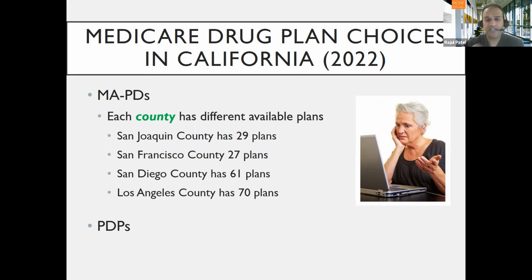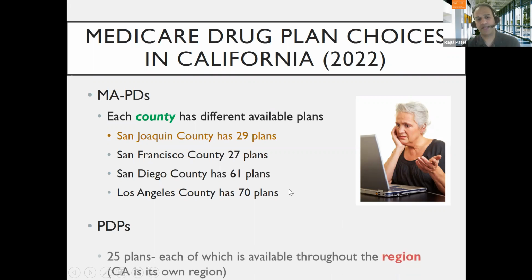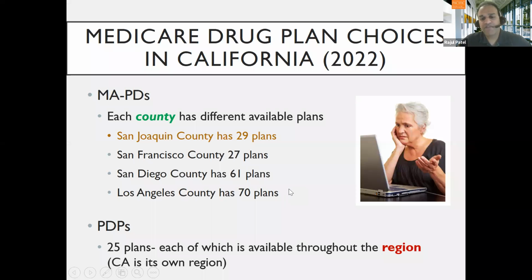And I'm going to sound like an infomercial, but wait, there's more, right? Because we said you also have the option of selecting standalone prescription drug plans. These plans vary depending on what region you live in. And again, I don't know why Medicare makes this so complicated, but they take the 50 states in the country and divide them into 34 regions, meaning that some regions are comprised of more than one state. Okay, California is not one of them. We are our own region.